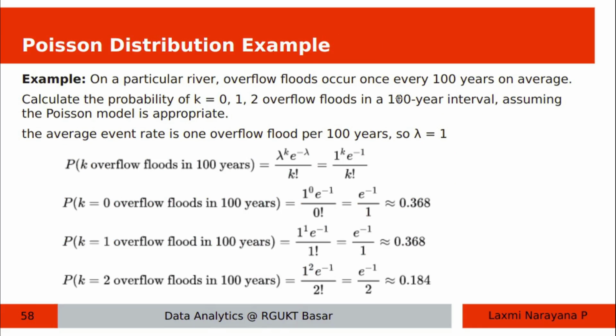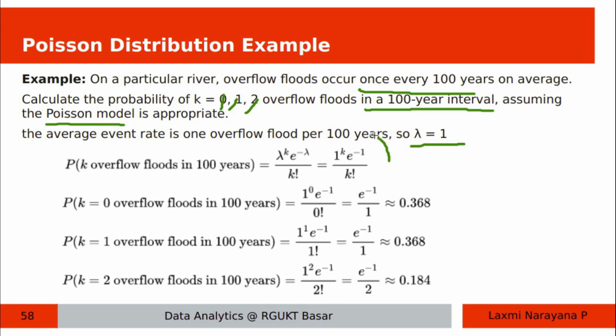Let's take a simple example. On a particular river, floods occur once every 100 years on average. Calculate the probability of getting 0 floods, 1 flood and 2 floods in a 100-year interval. The assumption here is that it follows a Poisson distribution. Here lambda is 1 because in every 100 years only one flood will come. So lambda equals 1.